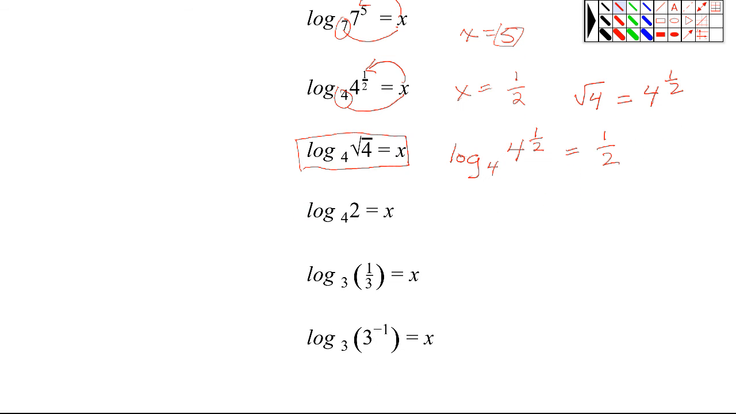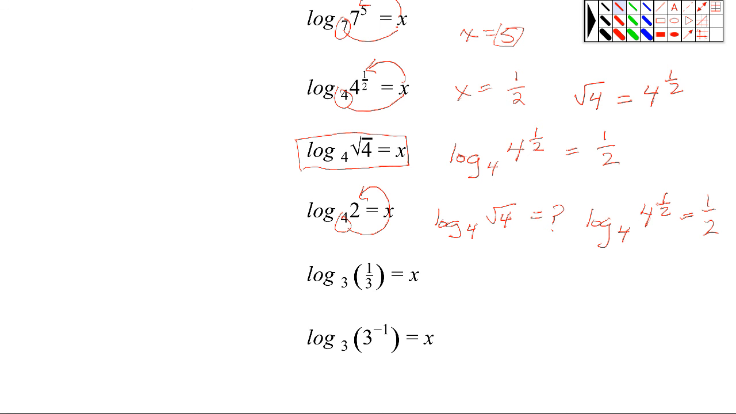Or it could be written like this. For what number do you raise 4 to get 2? Well, in that case, you want to remember that the square root of 4 is equal to 2. So I would rewrite this one as log base 4 of the square root of 4. And of course, that's the same thing as log base 4 of 4 to the 1/2. Therefore, the answer is 1/2.